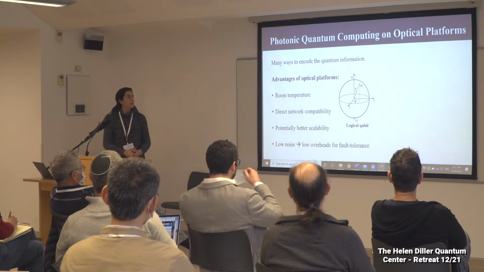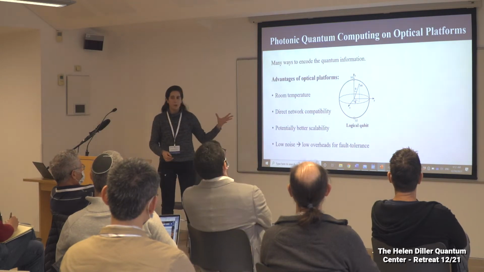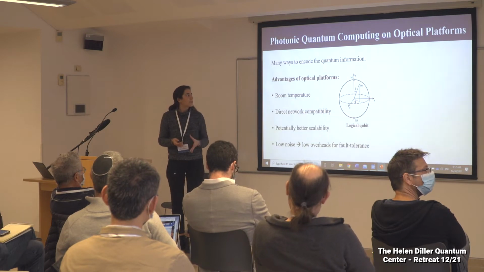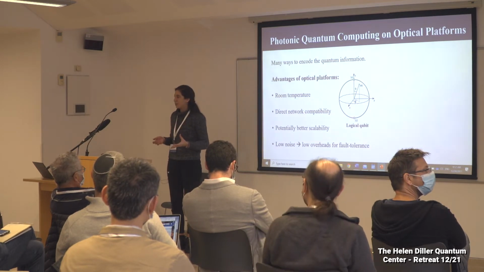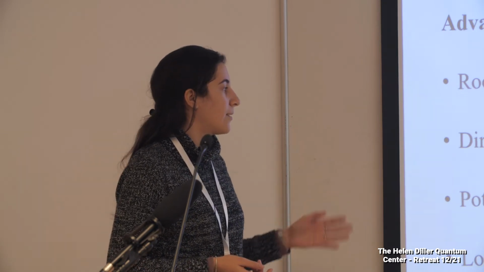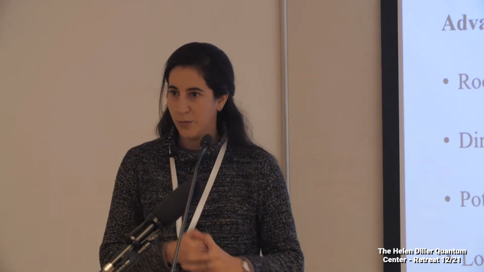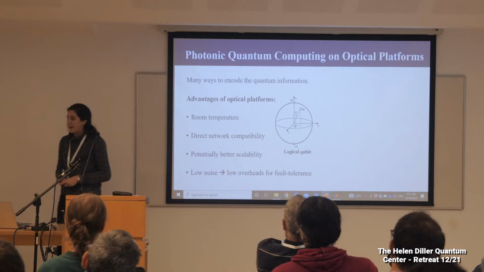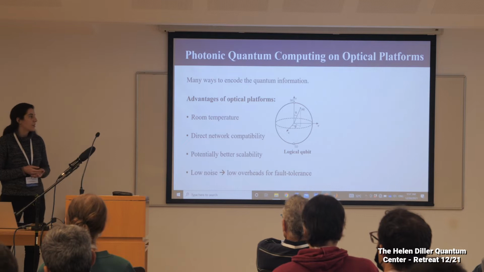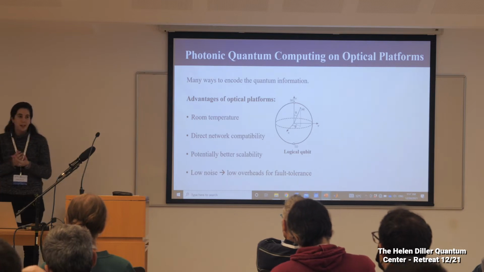Okay, so there are many ways to encode quantum information on physical systems. The promise of optical platforms is that it enables you to create a room temperature, easily networked and scalable fault-tolerant quantum computer. To encode the information on an optical qubit, you can use, for example, the polarization of photons.